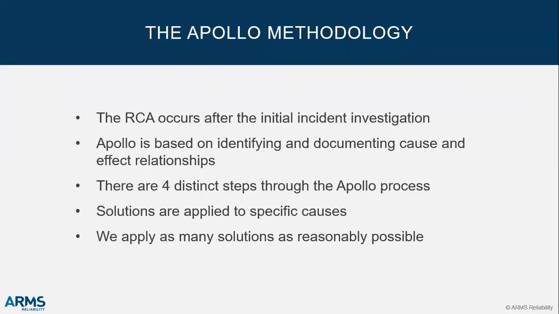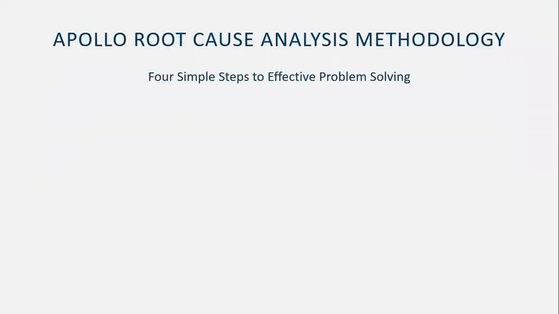So the Apollo method is pretty straightforward for us. I would assume at this point the RCA is going to happen after the initial investigation, so you should have a lot of good information that we can use for the RCA. And Apollo is based on identifying and documenting cause and effect relationships. There are 4 distinct steps through the Apollo process. And then our solutions we're going to apply to specific causes that we've identified through the analysis. And we want to apply as many solutions as we reasonably can.